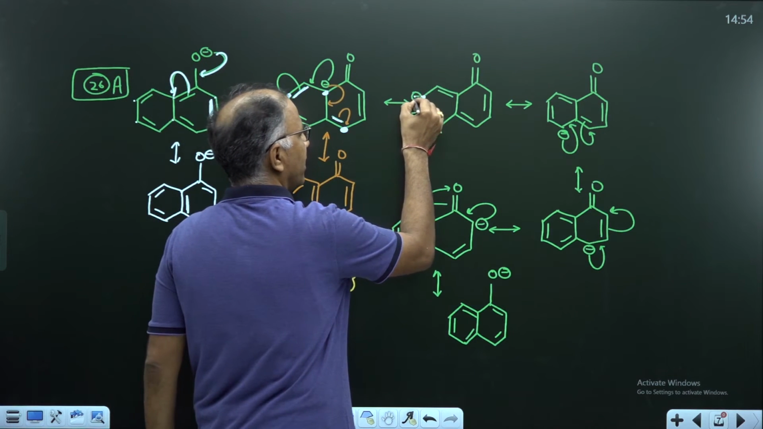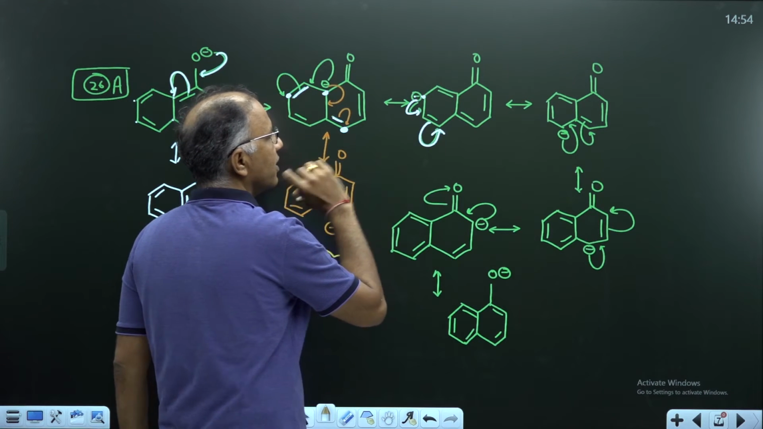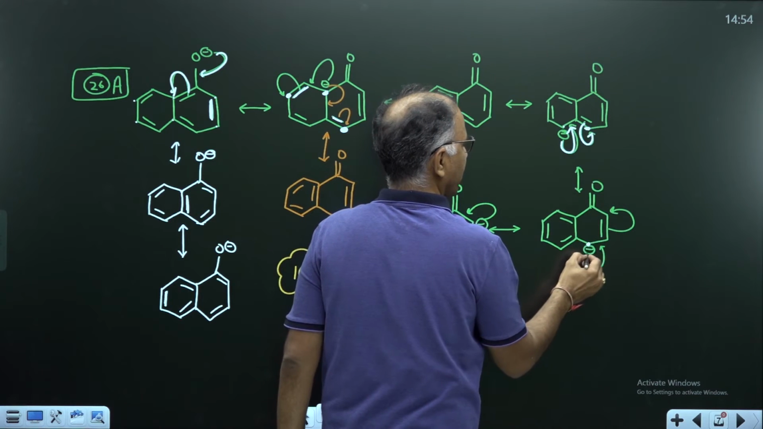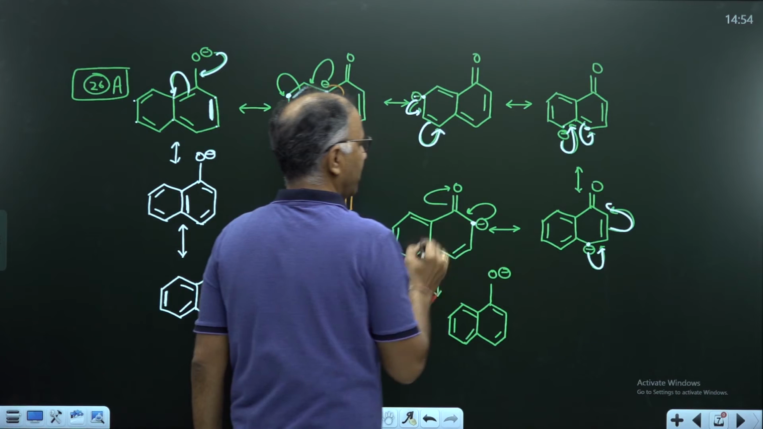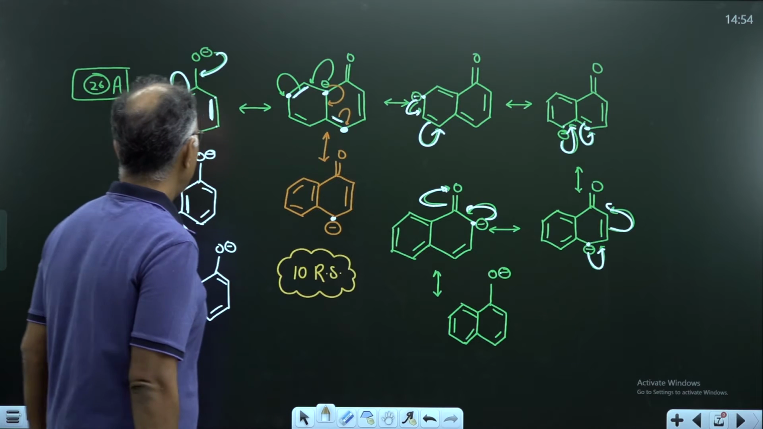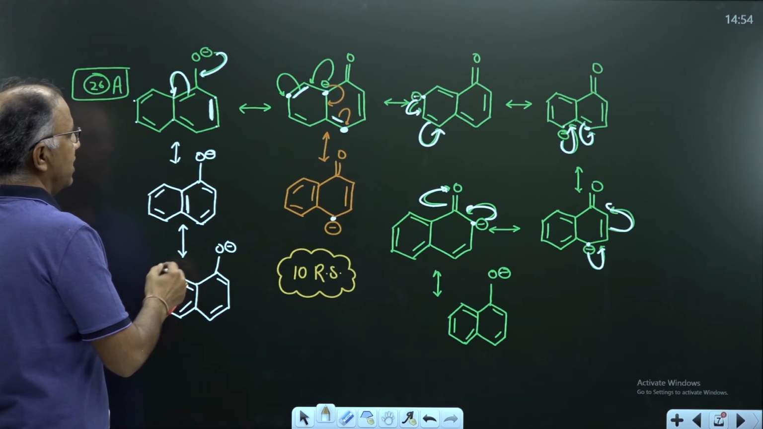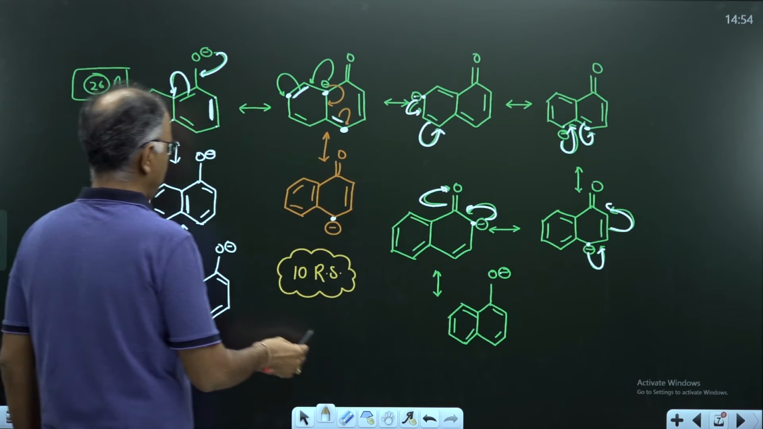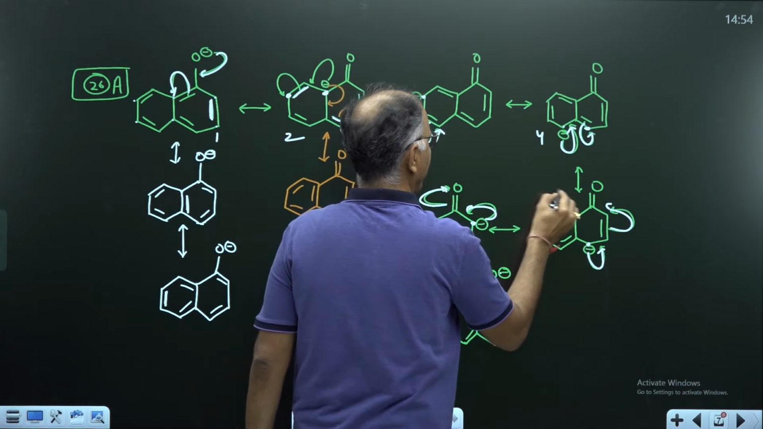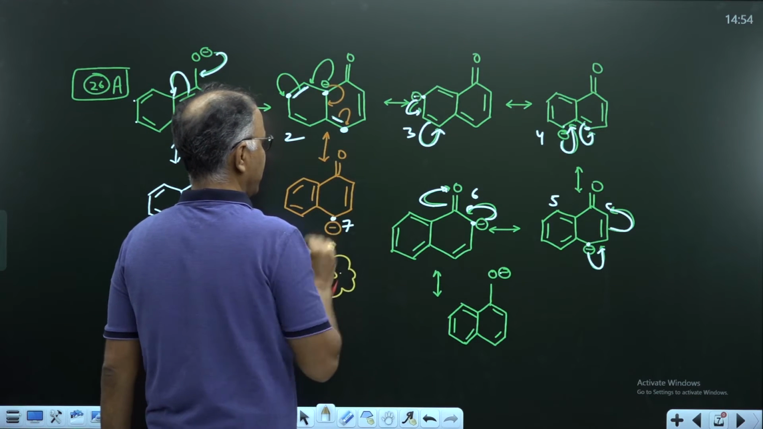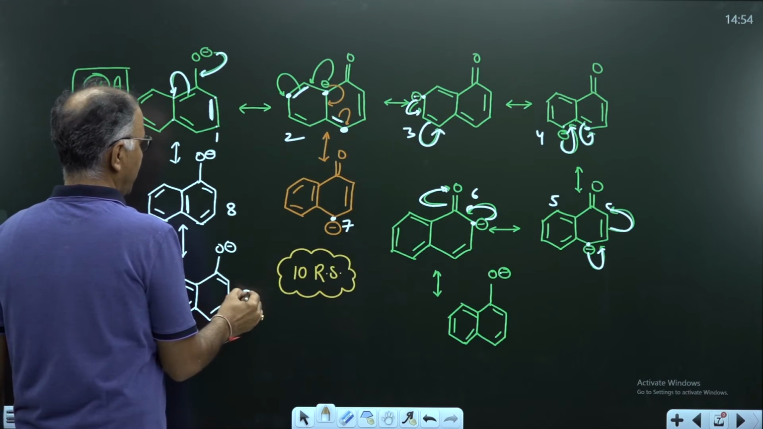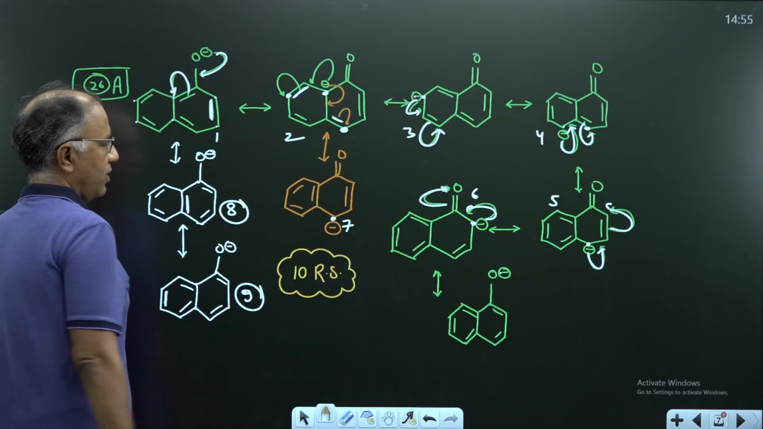Now let's move ahead. Then move this pi bond. I will get this RS. Then again, if I move this pi bond, I will get negative here. If I again move the pi bond, I will get negative here. Again move the pi bond, I will get negative here. Got it? So how many RS are there? The first one and this one, that is 1, 2, 3, 4, 5, 6, 7, and this is our 8, and this is our 9th. And which is the 10th?